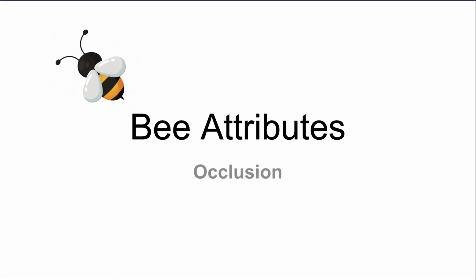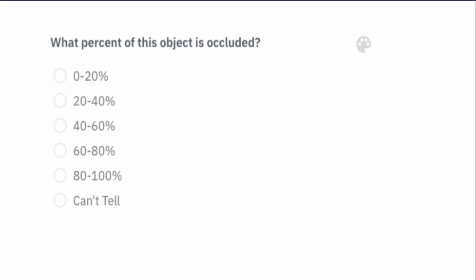So welcome to this B attributes course. This is a B attributes course on occlusion. The occlusion attribute asks what percent of this object is occluded, and the choices that can be selected are 0 to 20%, 20 to 40%, 40 to 60%, 60 to 80%, 80 to 100%, and can't tell.